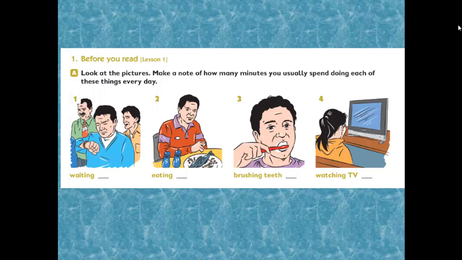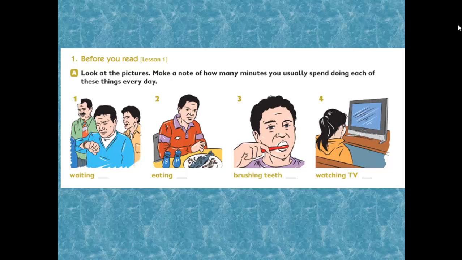Number 1. Before you read, A. Look at the pictures. Make a note of how many minutes you usually spend doing each of these things every day. So these are everyday activities. We do all of them usually and every day. But how long, or let's say how many minutes, do we usually spend doing these activities?